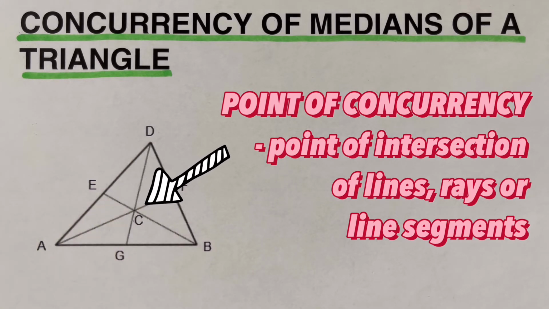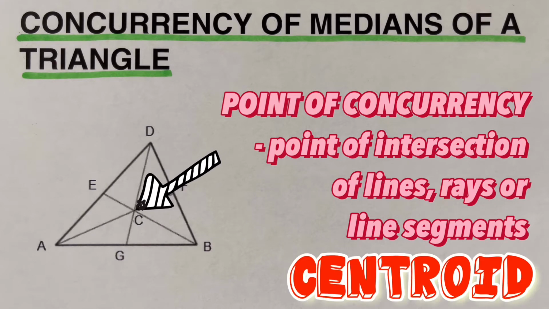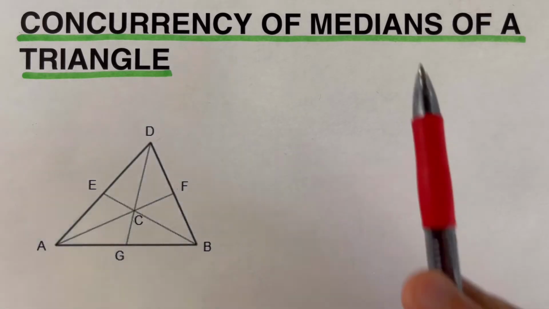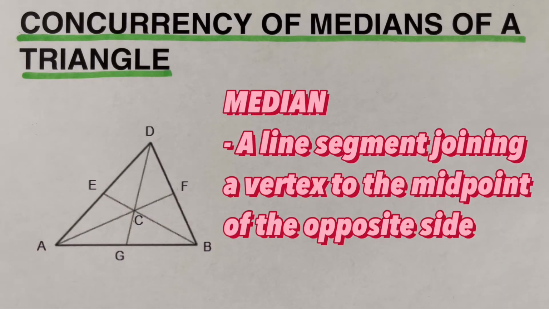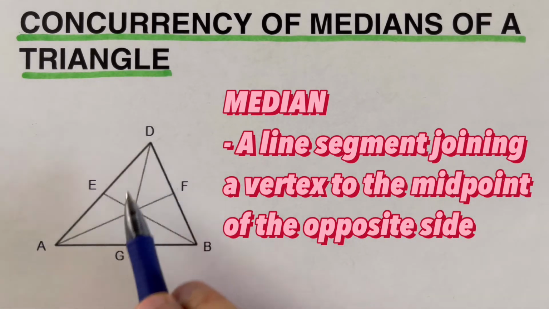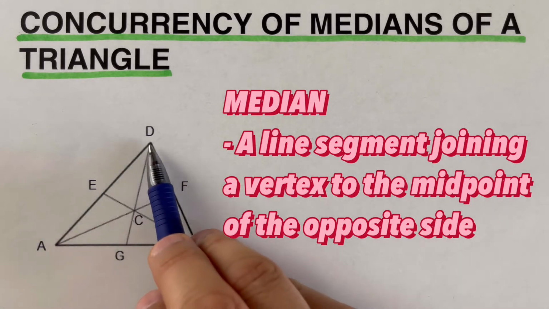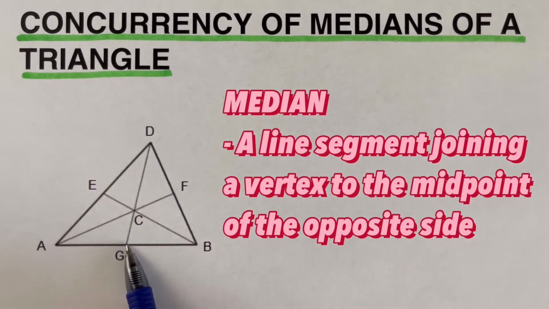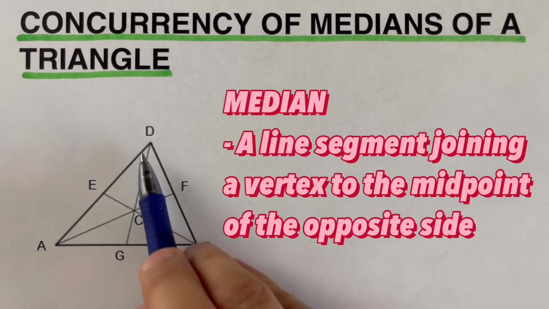Now, there is a special name for this point of concurrency. We call this the centroid. On the other hand, if we say median, a median is a line segment joining a vertex to the midpoint of the opposite side. So in this figure that we have here, this is one of the medians. It starts from the vertex and goes all the way to the midpoint of the other side of the triangle across from that angle.